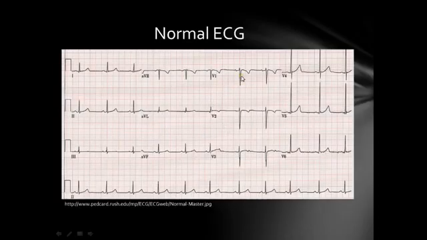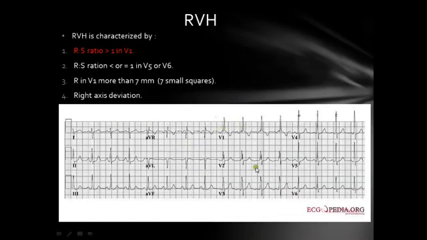This is a normal ECG again. See, the R wave is shorter than the S wave in V1, but in the right ventricular hypertrophy, see, the R wave is longer than the S wave. So this is right ventricular hypertrophy.